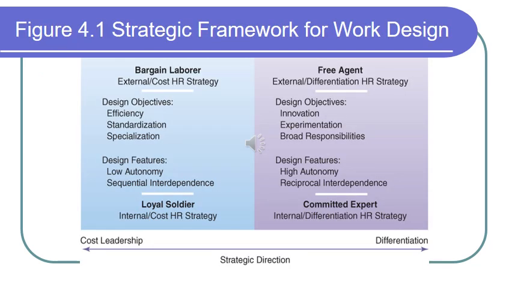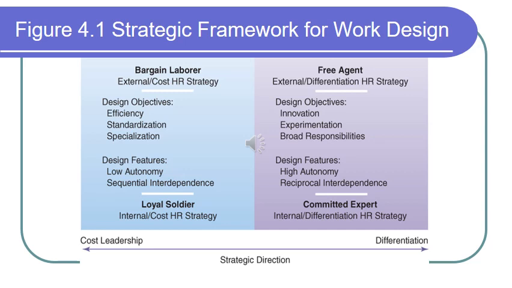So, to summarize what we have discussed in this part, remember that we have four strategies, HR strategies, that we learned in previous chapter. So we have the bargain laborer and loyal soldier, which are connected to cost leadership. And we have a free agent and committed expert, which are more toward differentiation. So look at what we have in between, in the middle.